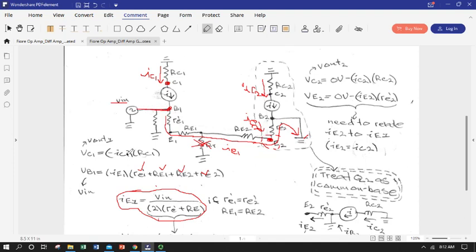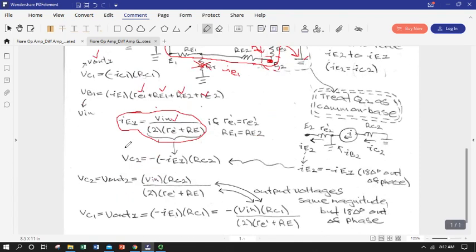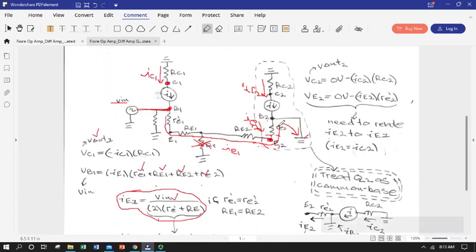Great. Now I have a way to express my output in terms of my input, because I know that IC1 is about the same as IE1 because it's a BJT with a big beta. So now the only thing I need to do is look at what's going on in the other half of the circuit. So I can use the same kind of analysis. I can say, okay, my output voltage or my collector 2 voltage is just going to be ground minus the collector current flowing over RC2. So here's this expression. RC2 is the same as V out 2.